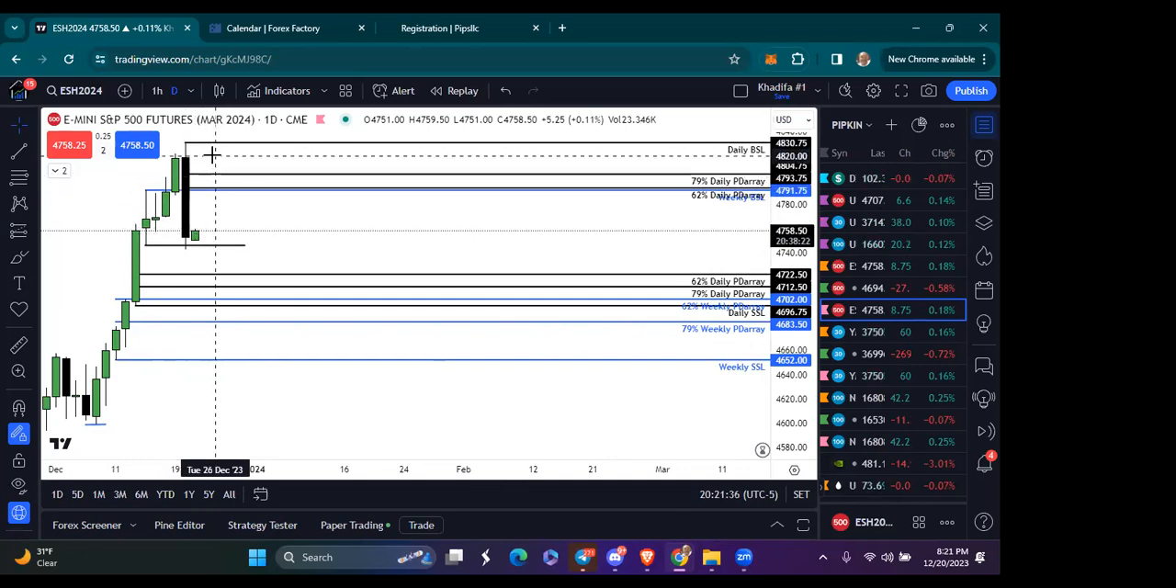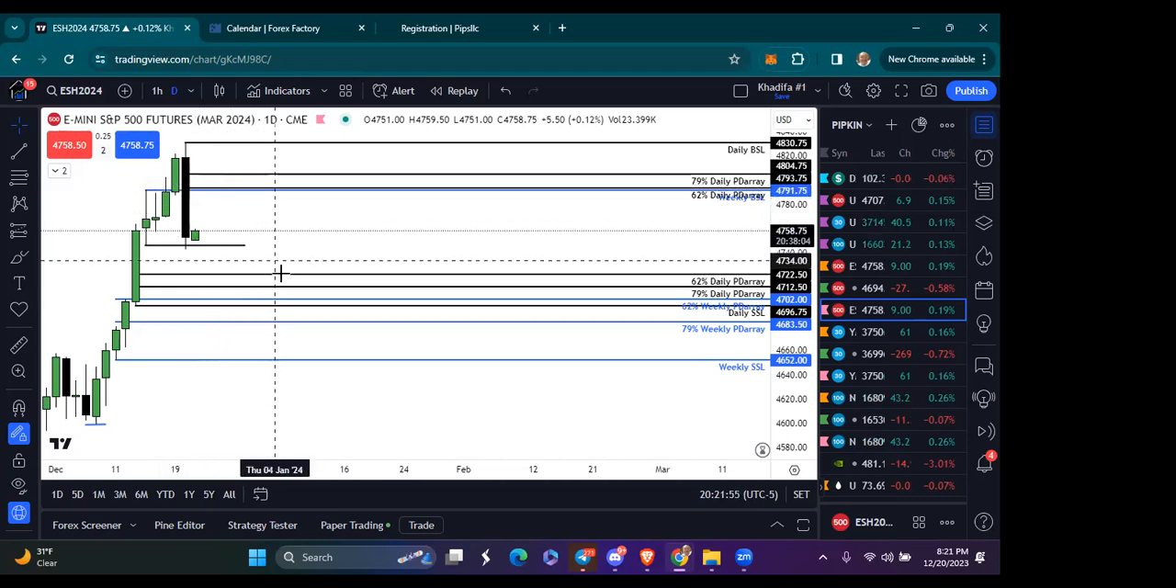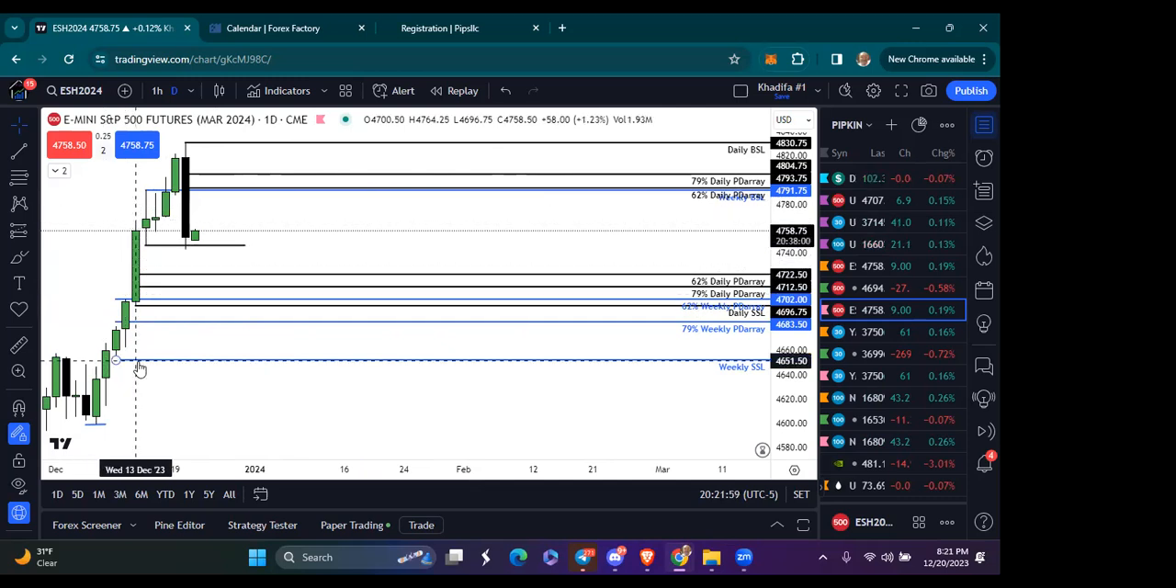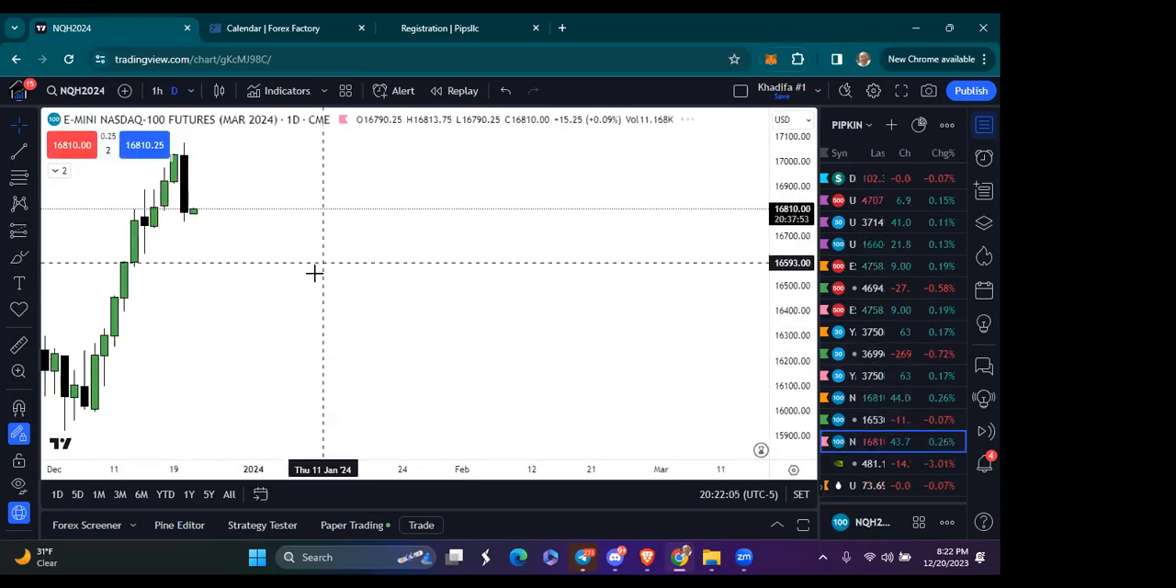Now if we get there and we blow through those PD array levels, then I expect ES to continue higher, right? But if we start to show resistance at these levels, I would start looking for smart money reversals to come back down into this imbalance right here, right? So that's what I'm expecting out of ES.